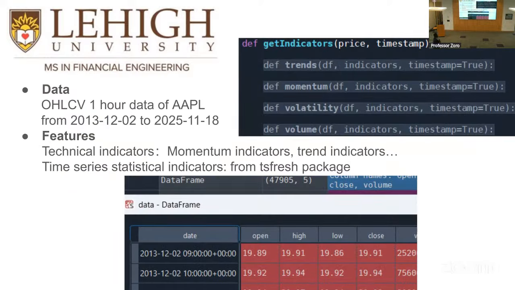So for our data, we use 1 hour data of Alpha stock from 2013 to 2025. And for our features, in order for our model to have multi-dimensional market signals, we use both technical indicators and time series statistical indicators.